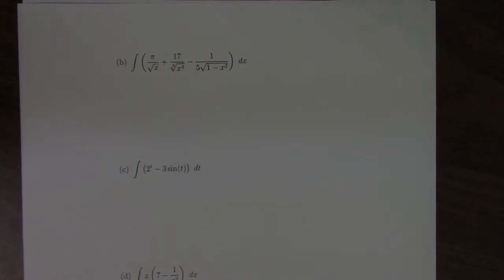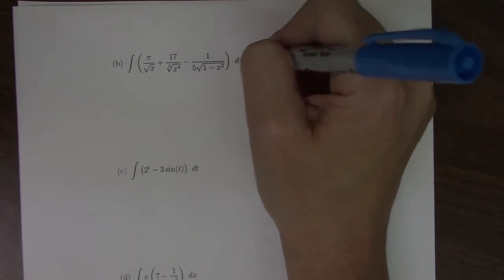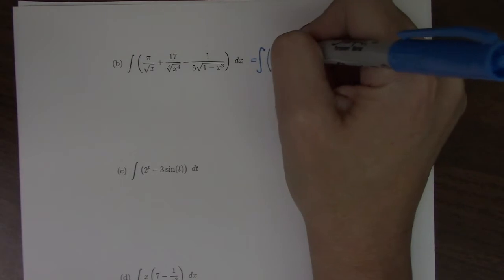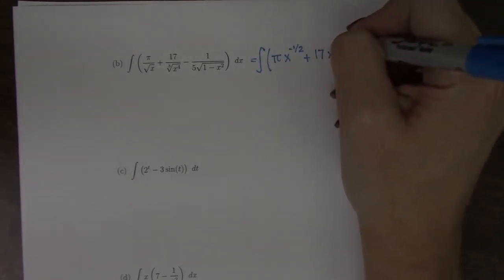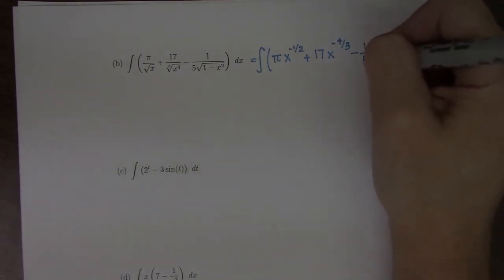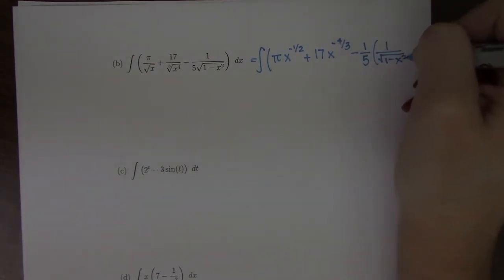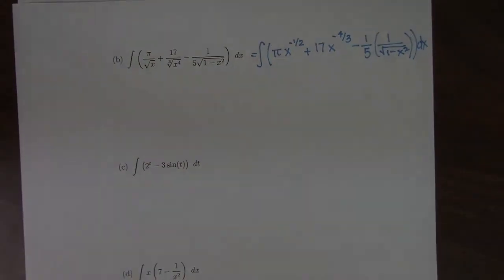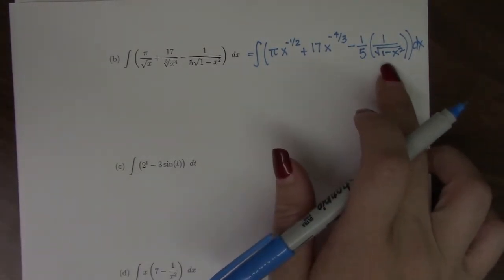For part B, it's going to help if we rewrite this problem before we try to antidifferentiate. So this is the same thing as the integral of pi x to the negative 1/2 plus 17 x to the negative 4/3 minus 1/5 times 1 over square root of 1 minus x squared dx. So now I can use a power rule for these two terms, and this is a known derivative.